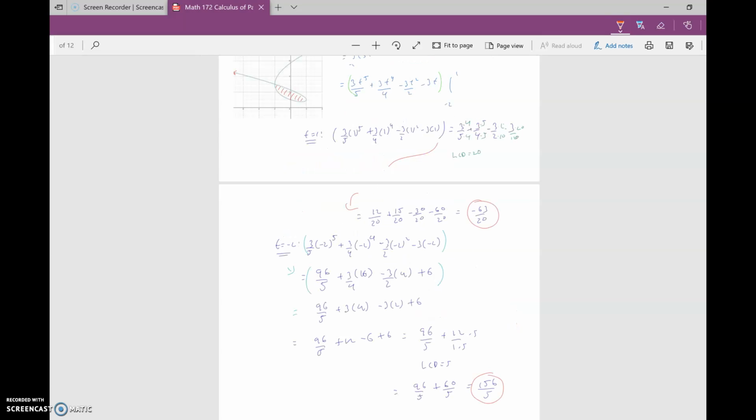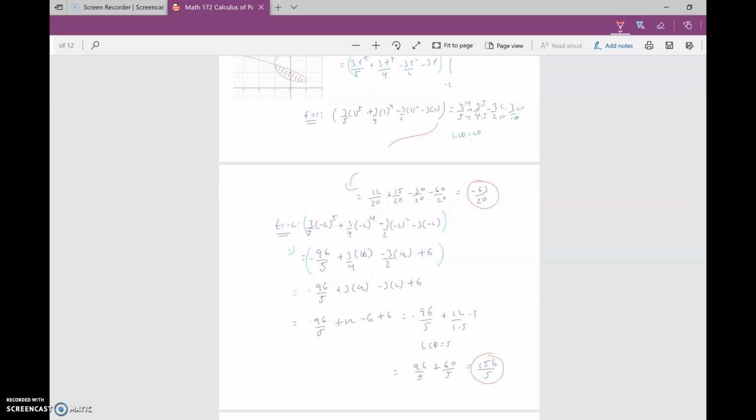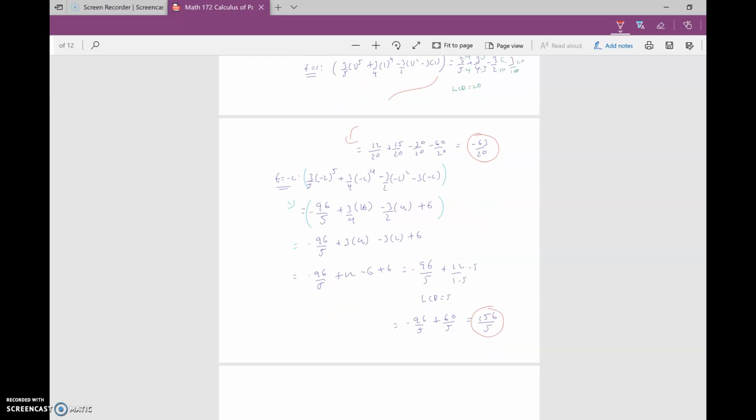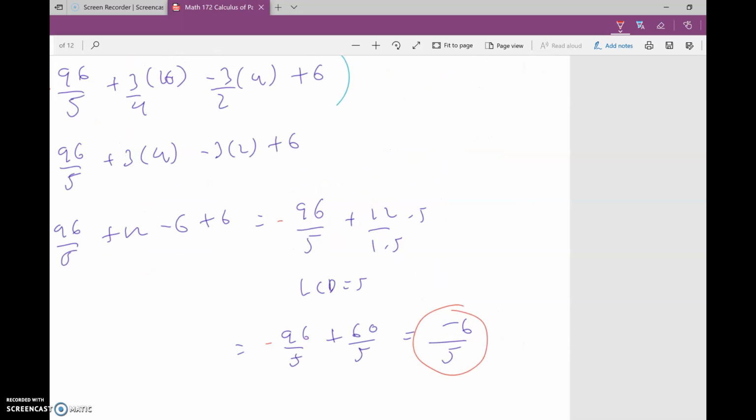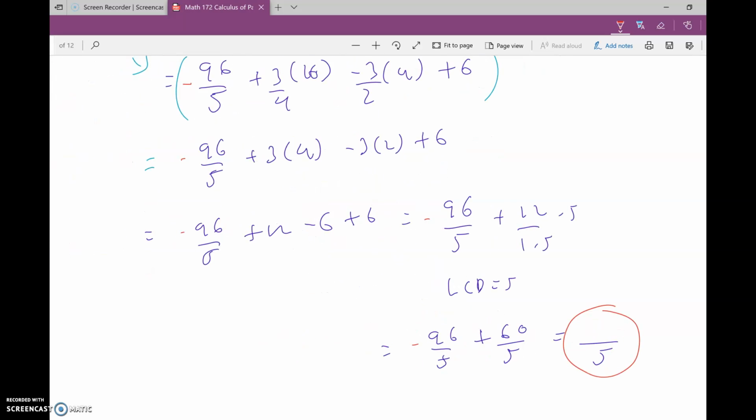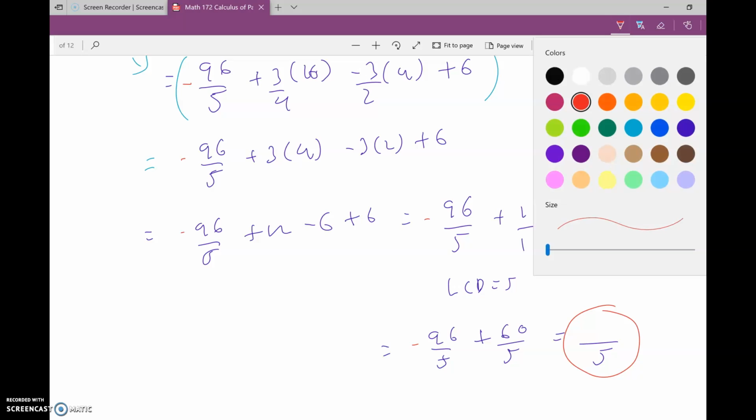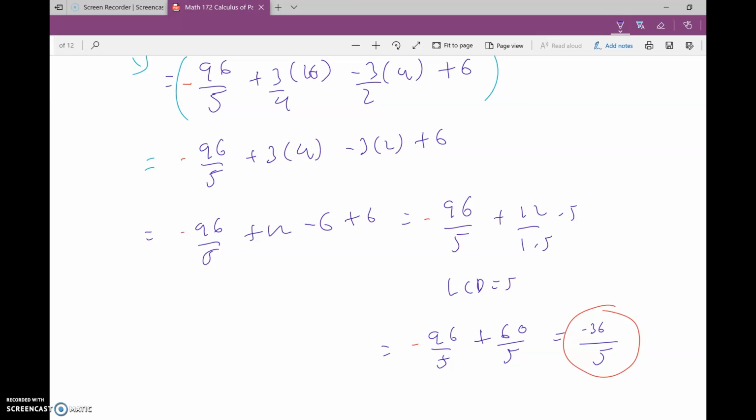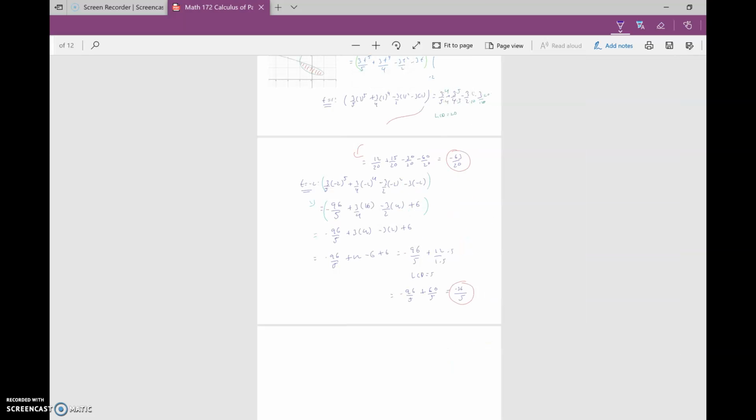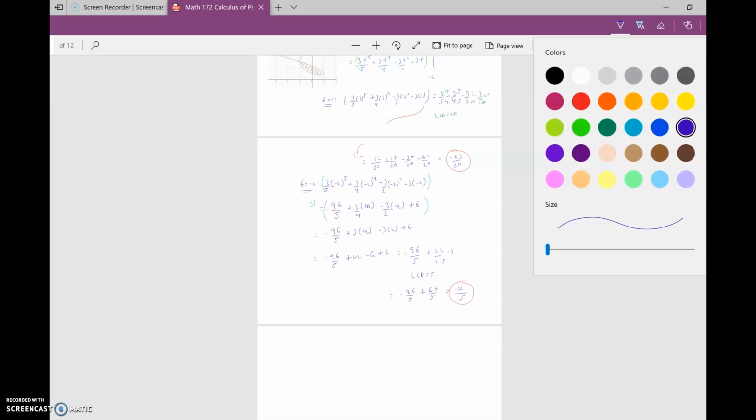Okay, I found the mistake. The mistake was here. This is negative, that's negative, that's negative, which changes this to a negative and changes that to a negative. So this is going to give us instead negative 96 plus 60, negative 36 fifths.